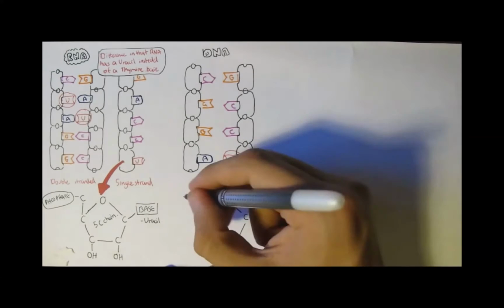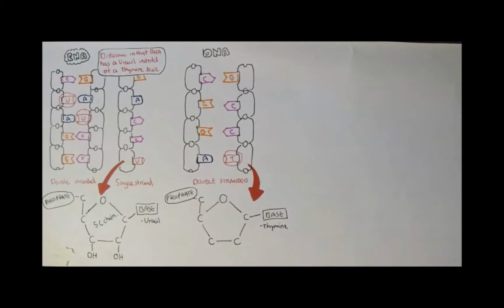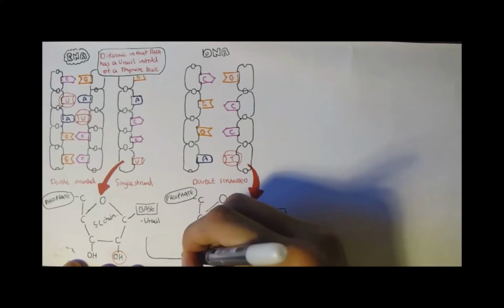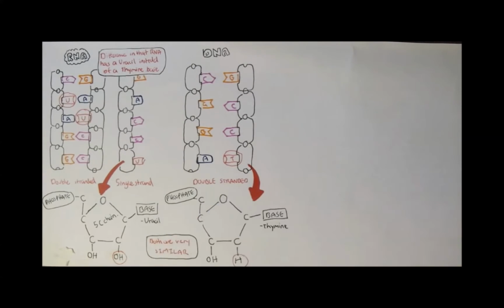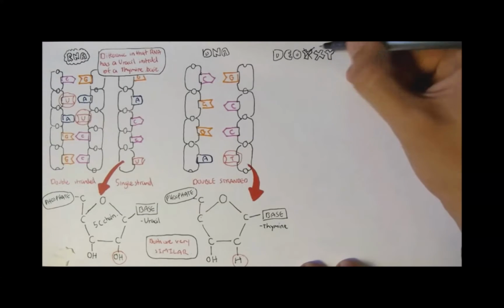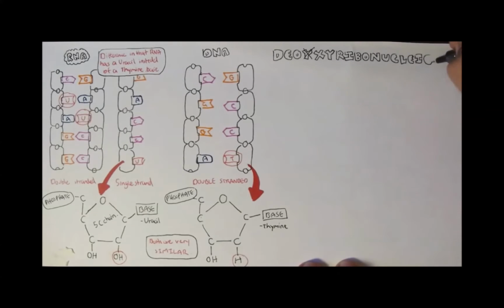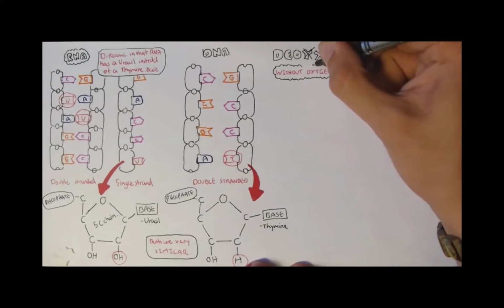Actually for the thymine base. And also the second carbon in DNA, the second carbon from the right, does not contain a hydroxyl group. Instead, it has no oxygen, only a hydrogen. So whereas RNA has 2 hydroxyl groups, DNA has 1. That is why DNA is called deoxyribonucleic acid, because deoxy means reduced oxygen, or without oxygen.